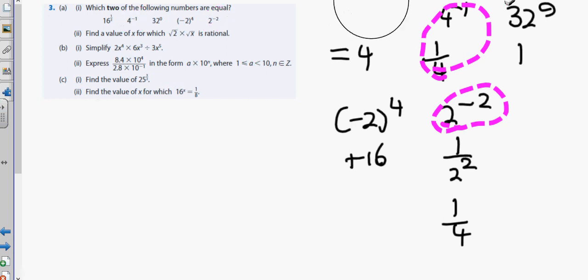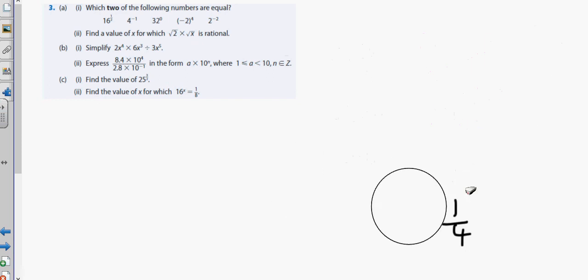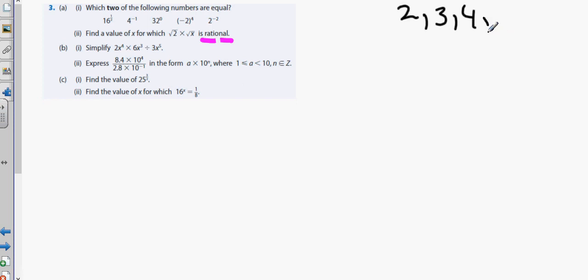Now find the value of x for which root 2 multiplied by root x is rational. Rational means that the number can be expressed as a fraction. It's either a whole number like 2, 3, 4, minus 7. It has to be a number like that, or a fraction like minus 2 over 3, 4 over 6, 7 over 8.